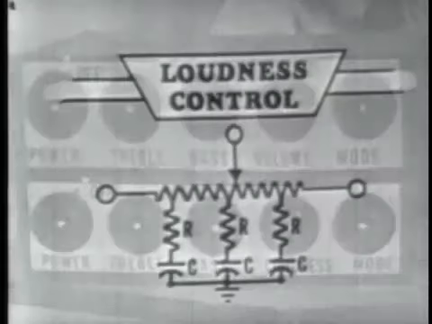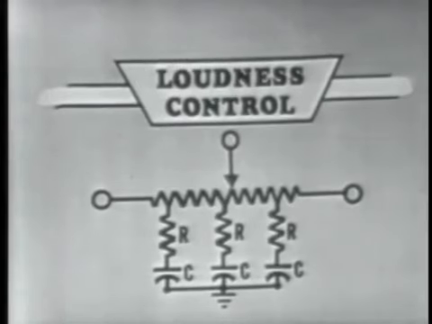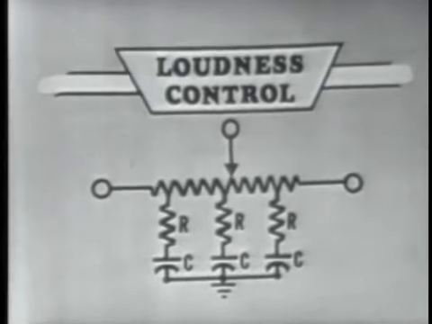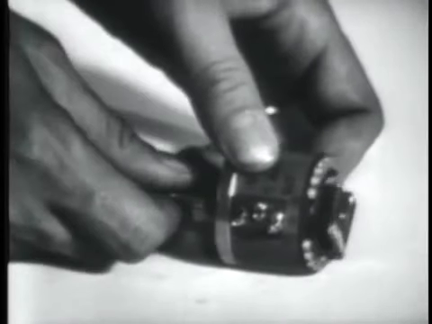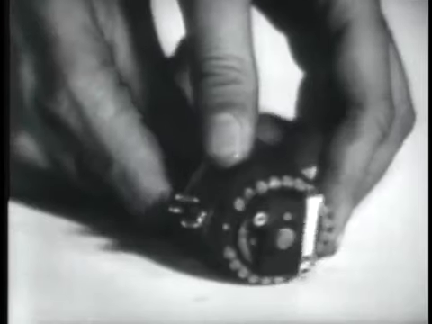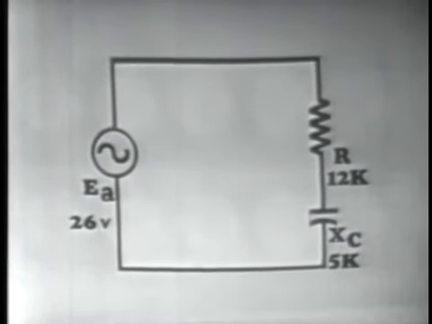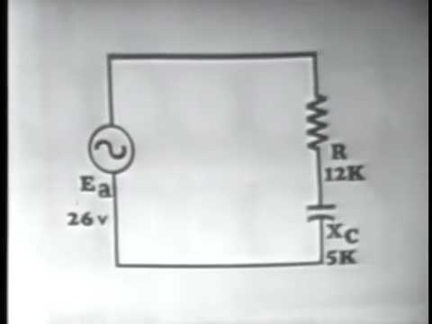Schematically represented, the loudness control looks like this. Basically, series RC circuits mounted on a tapped potentiometer. Physically, a loudness control may look like this one. Series RC circuits, what makes them so different? Common usage in circuit analysis, I suppose.